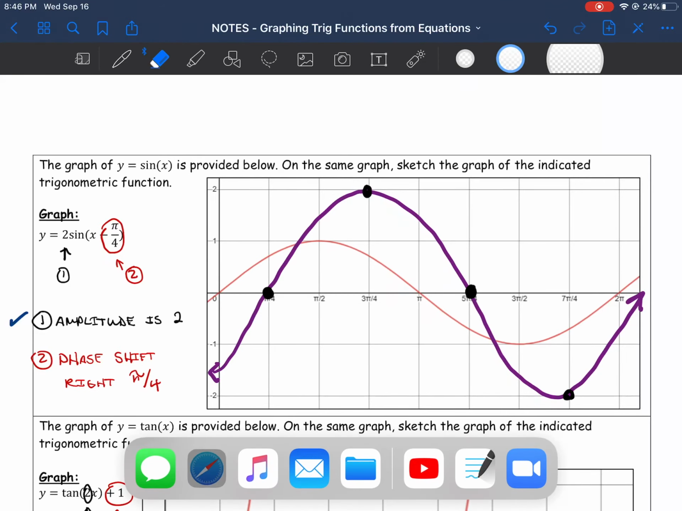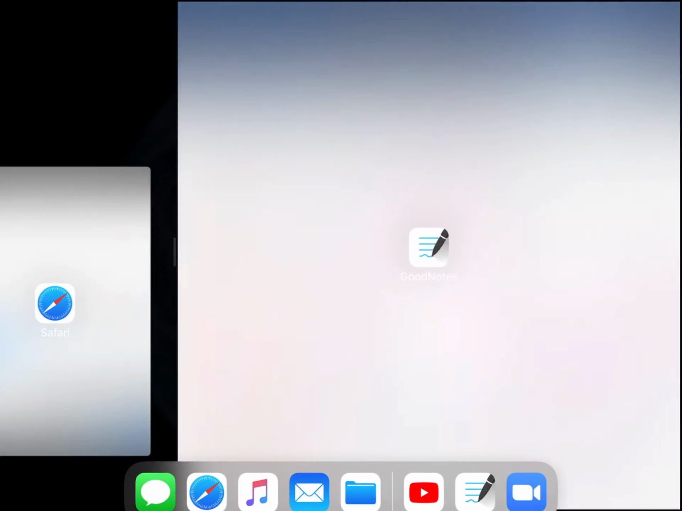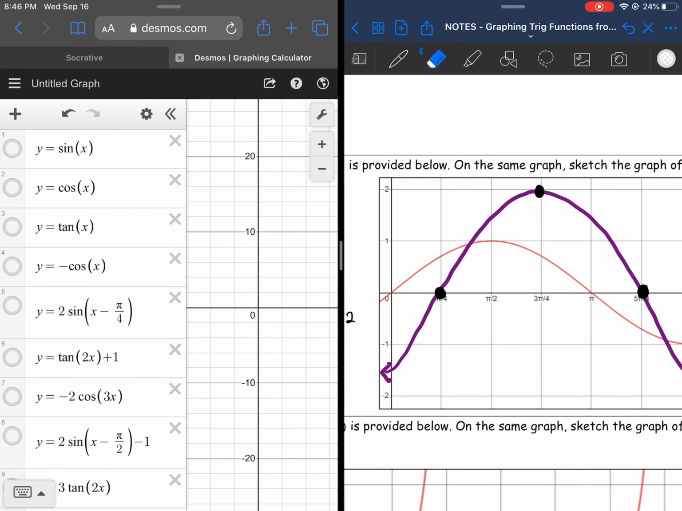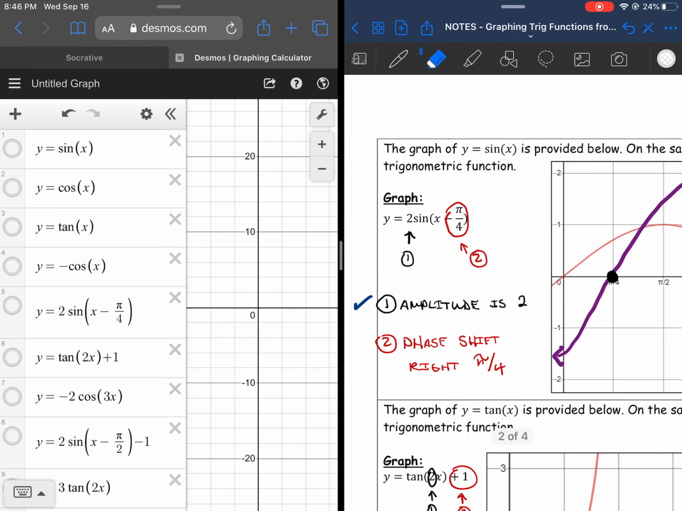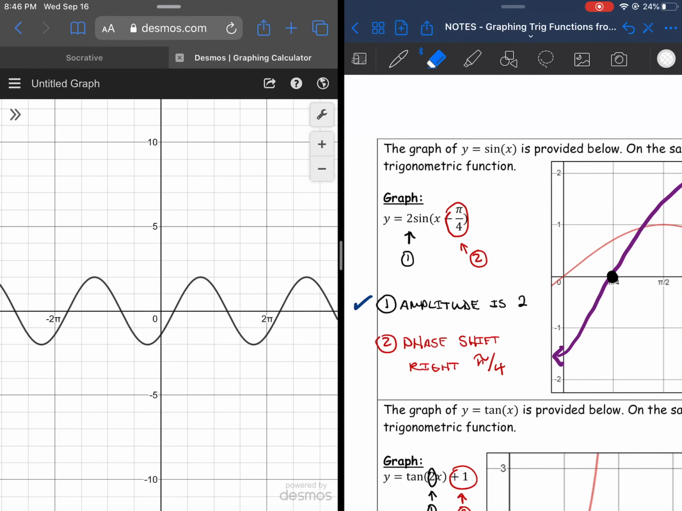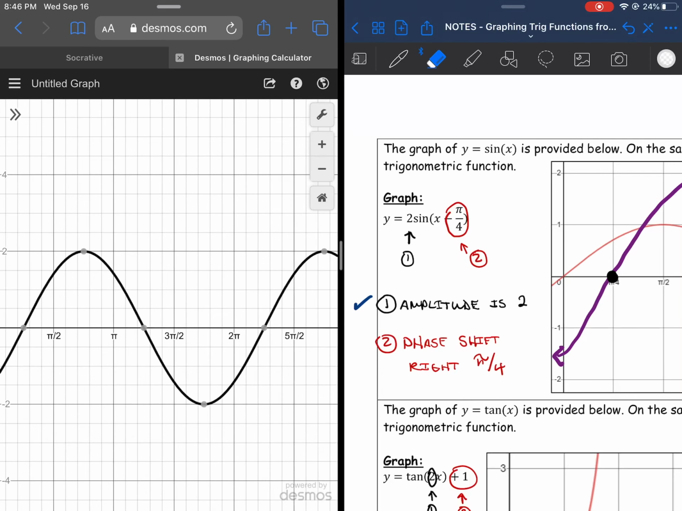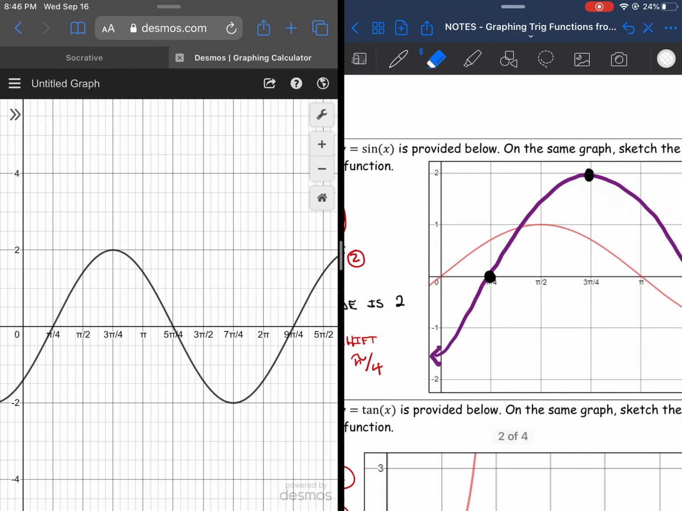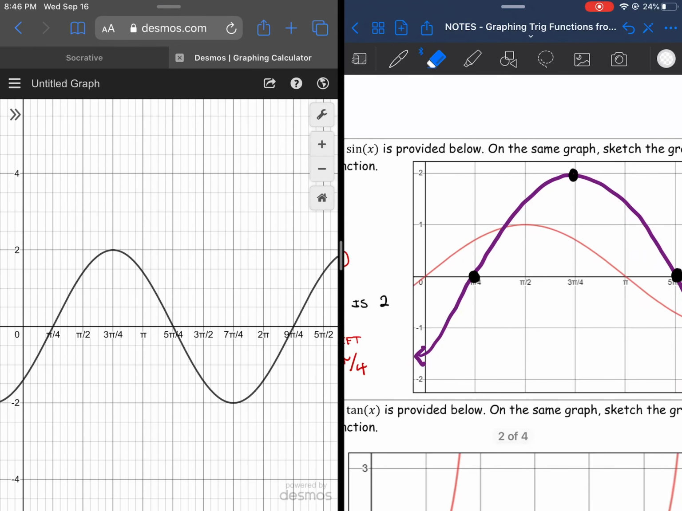I've done a little bit of preparation work here for us, and I have this already graphed in our Desmos graphing calculator. We're trying to graph 2 sine of x minus pi over 4. Let's activate that graph and double check some of our key points. On our graph, we want pi over 4, 0 as a point, and we can see that right there.